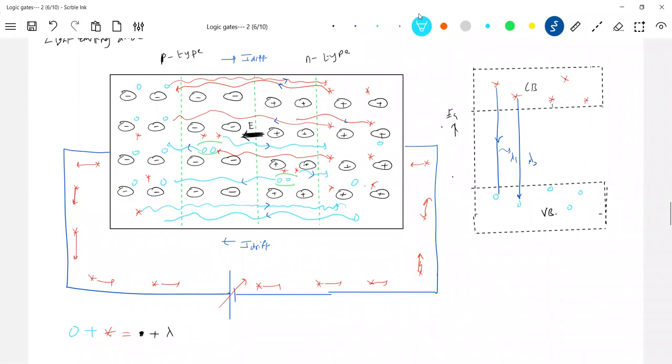To make the problem simple, I'm just showing the transitions from different levels. In the conduction band, it is not one line; discrete energy levels only will make a conduction band, no? Lambda 4. Okay, I think you have everything. This particular lambda.